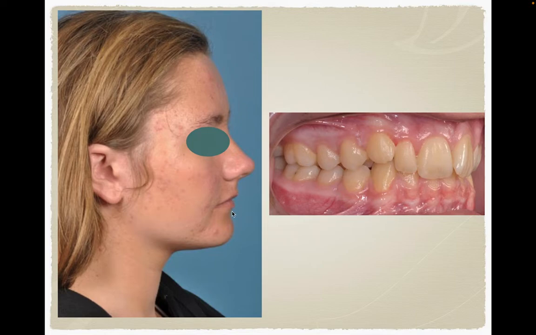Or class 3 as well. So it can be seen because that will be caused by a local factor. So class 2 division 2 is mostly seen in a class 2 skeletal relationship, but it can be seen in a class 1 and class 3 skeletal relationship.